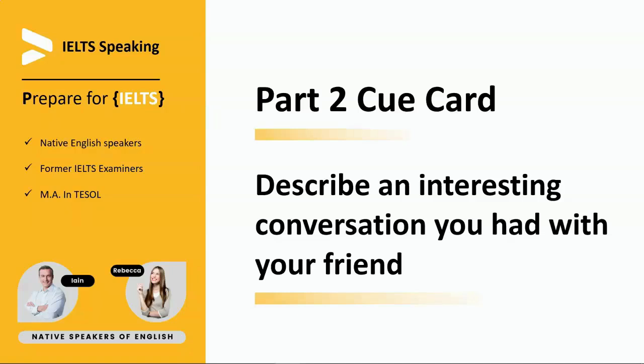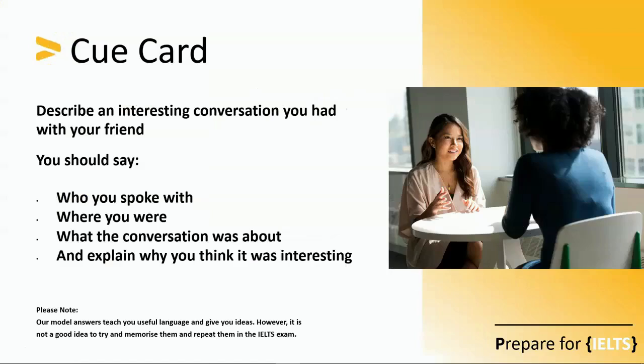I'm Ian, a native speaker of English and a former IELTS examiner, and in this video we're going through an IELTS Speaking Part 2 cue card. Describe an interesting conversation you had with your friend. It's a tricky topic because you have to say who you spoke with, where you were, what the conversation was about, and explain why you think it was interesting. And that can be the hardest part.